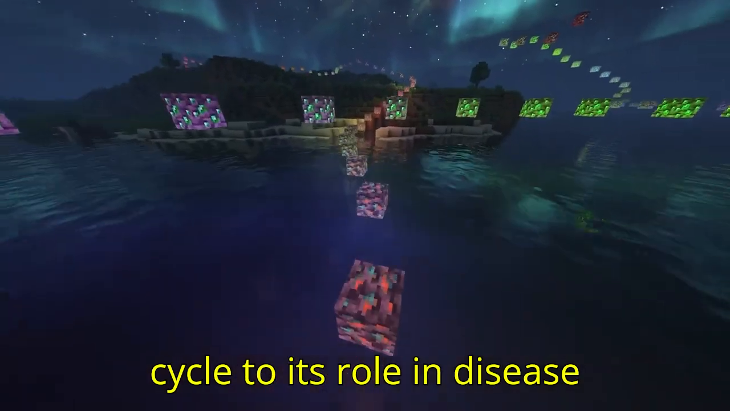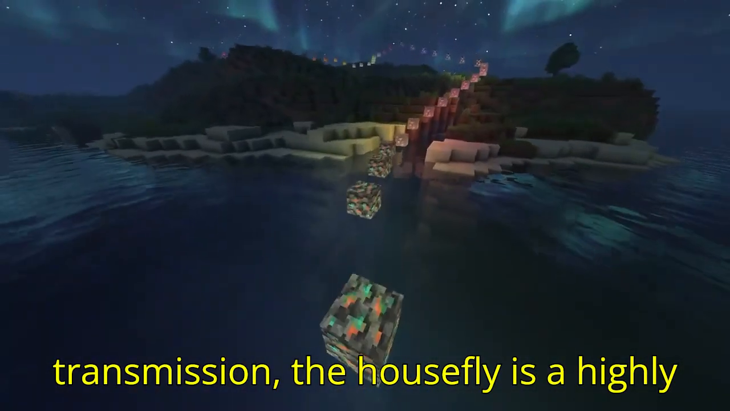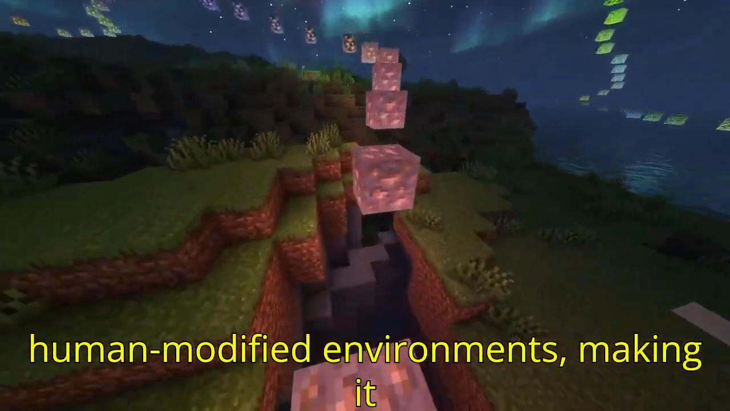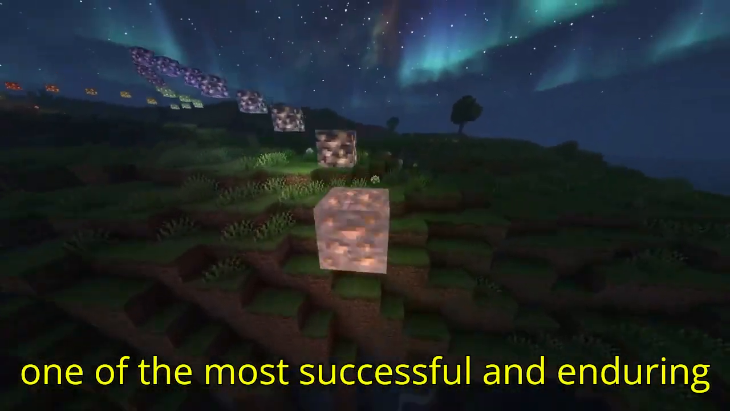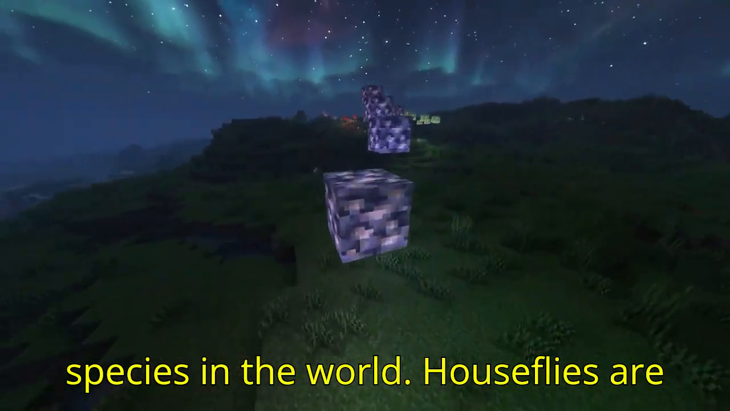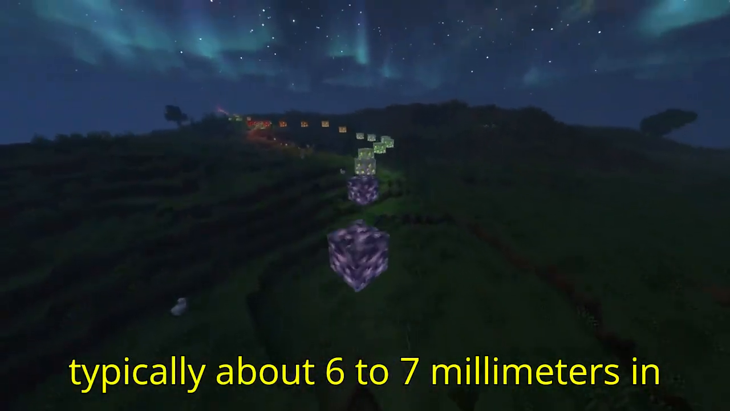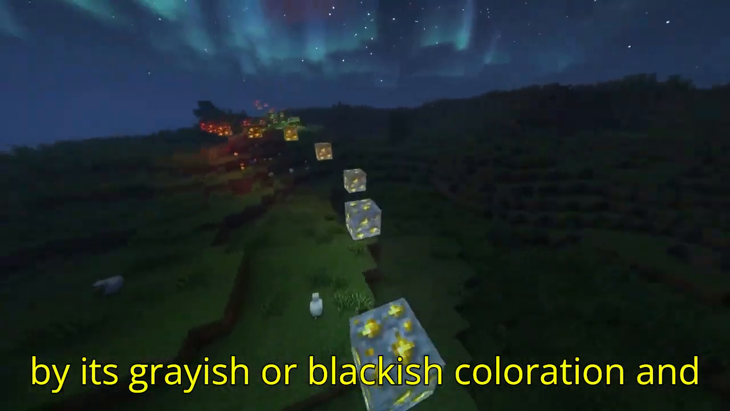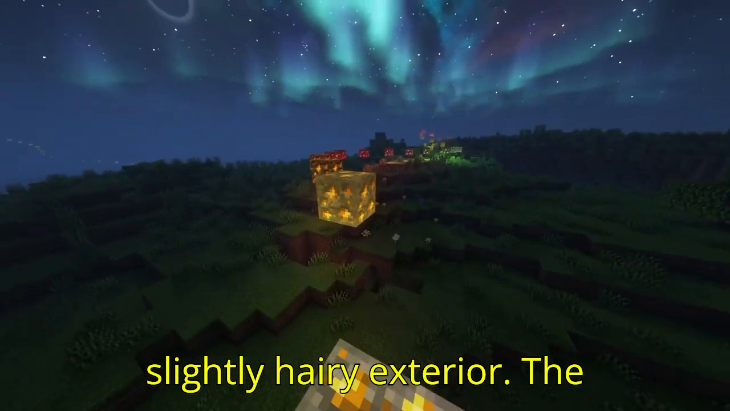From its life cycle to its role in disease transmission, the housefly is a highly adaptable organism that thrives in human-modified environments, making it one of the most successful and enduring species in the world. Houseflies are typically about 6 to 7 millimeters in length, with a body that is characterized by its grayish or blackish coloration and slightly hairy exterior.